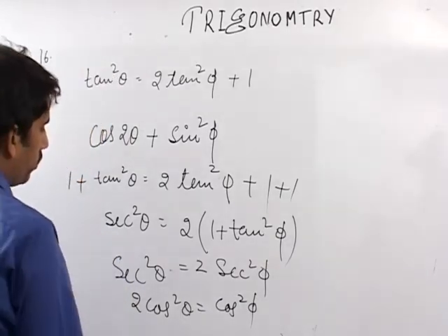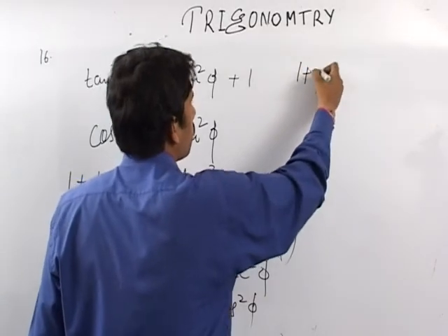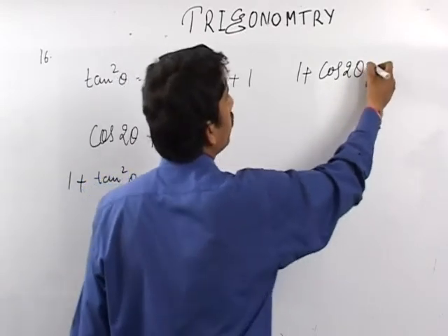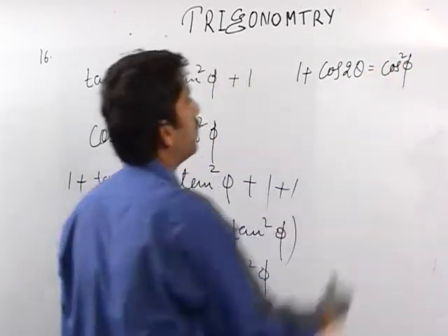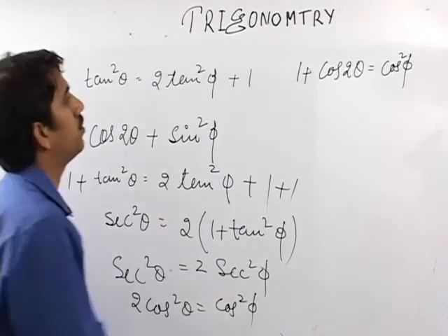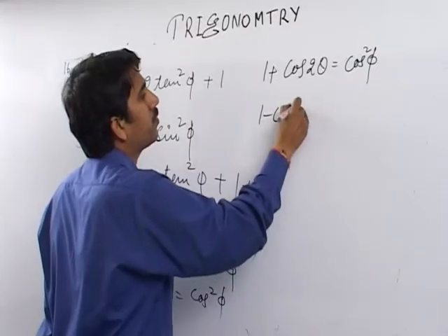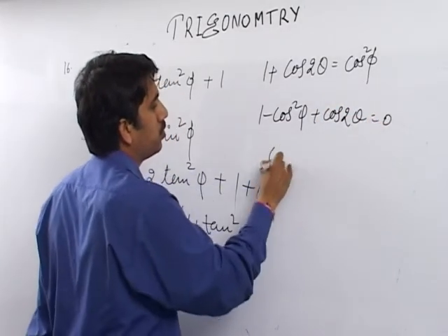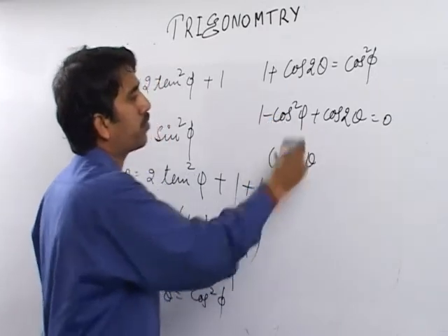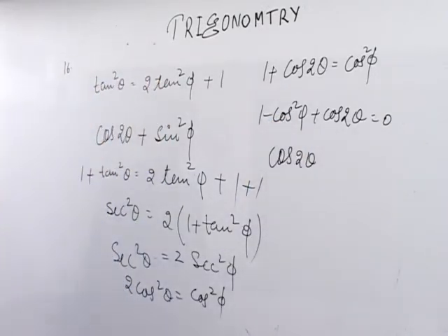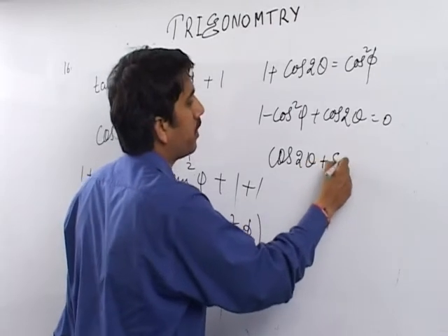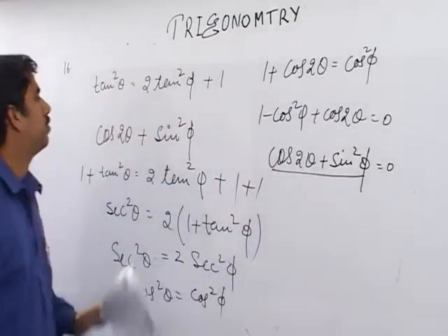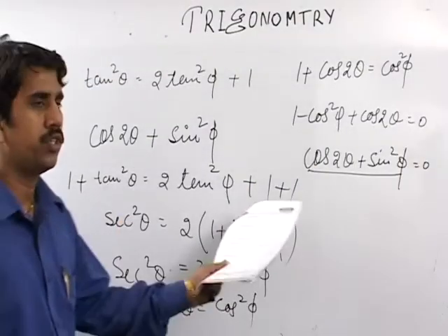Now 2 cos square theta is 1 plus cos of 2 theta, which is equal to cos square phi. Now 1 minus cos square phi plus cos 2 theta will be equal to 0. Now 1 minus cos square phi is sin square phi, so this is plus sin square phi. So from here you will find the direct value of cos 2 theta plus sin square phi, which is equal to 0.